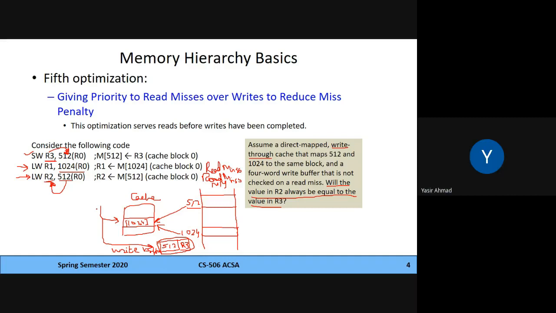Here one thing that we can say is that both R2 and R3 cannot be equal because both functionalities are different. R3 is in store mode, and the other one, R2, is in load mode.